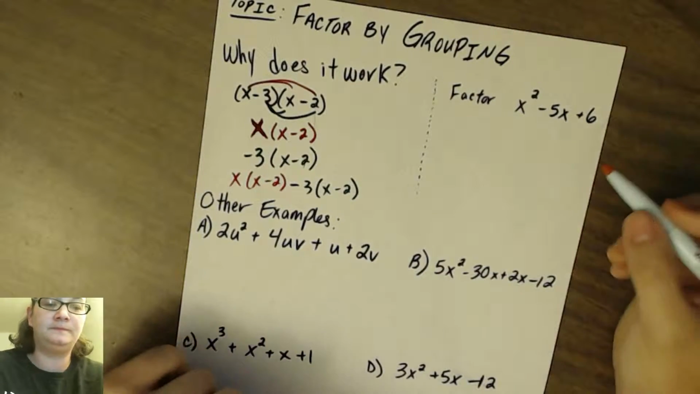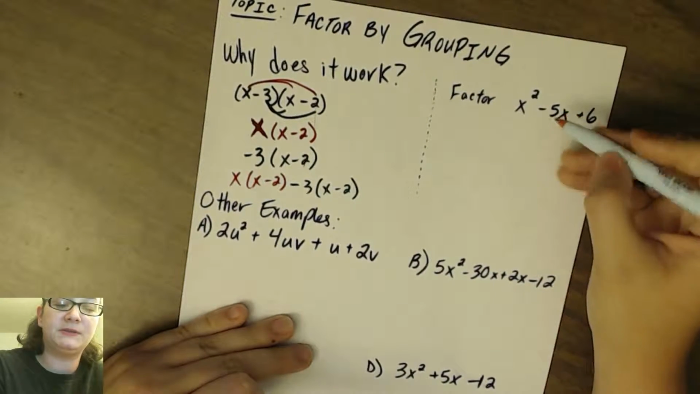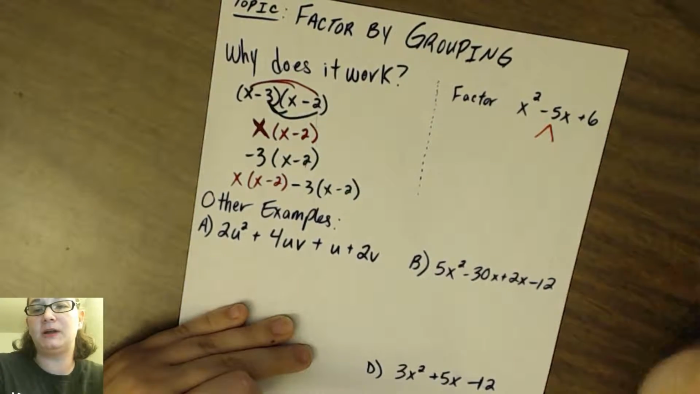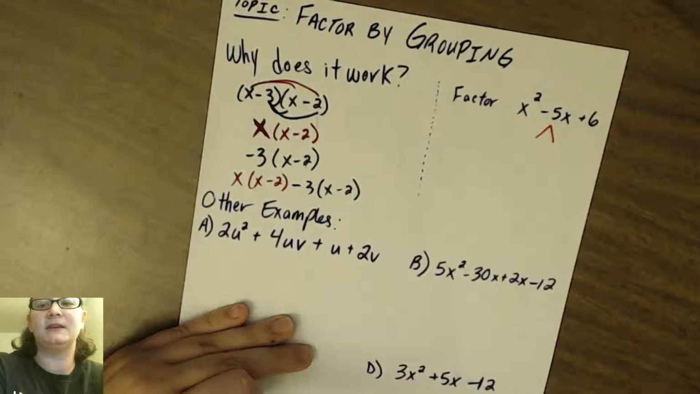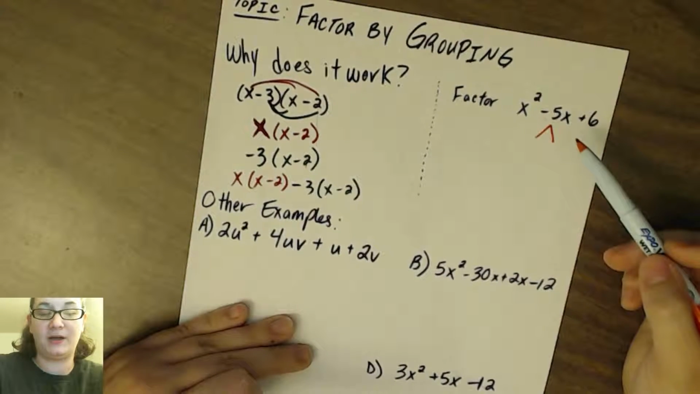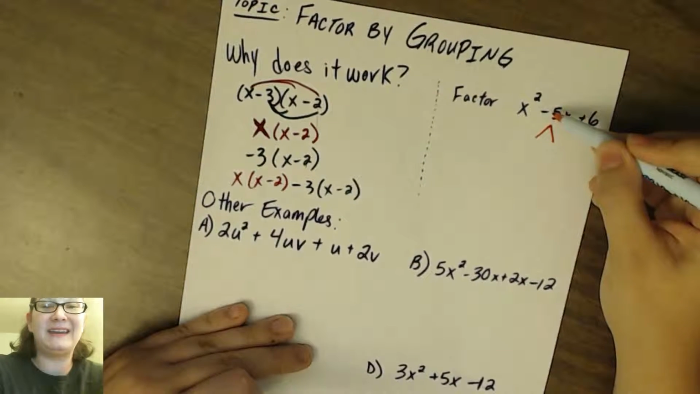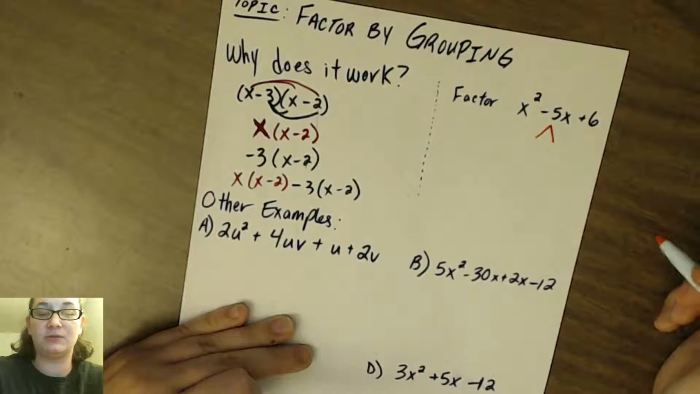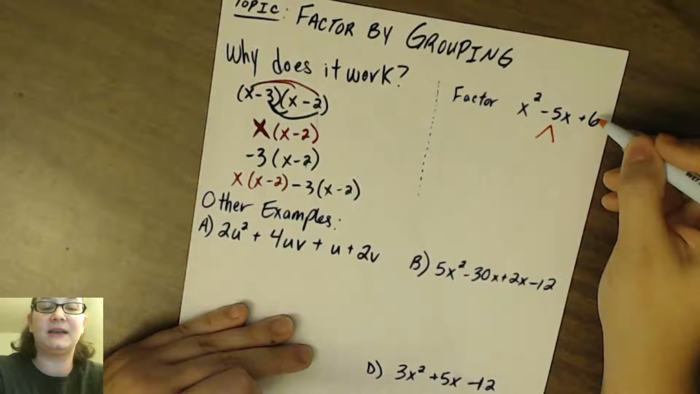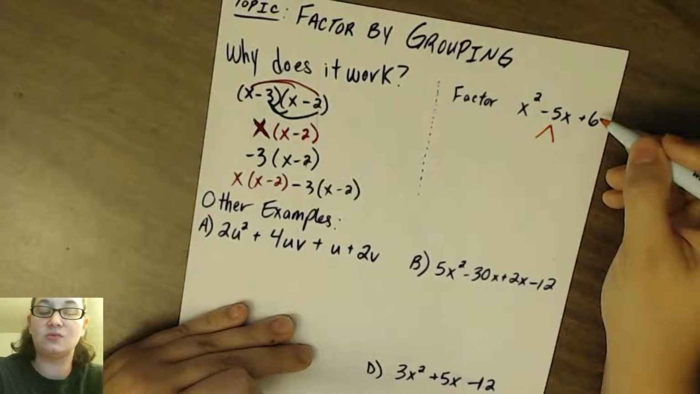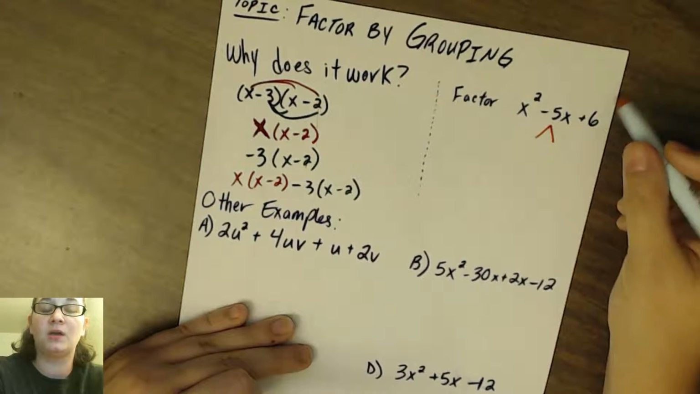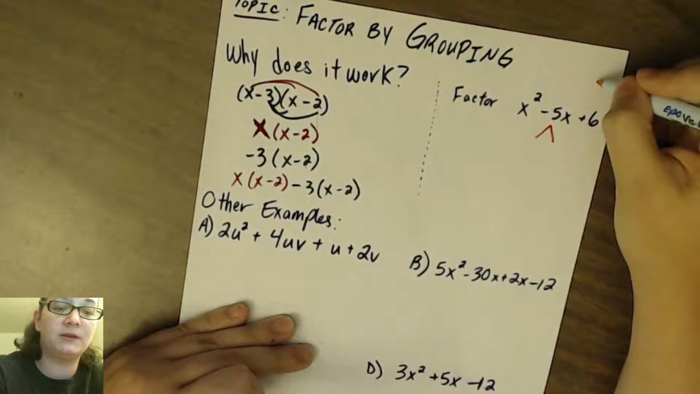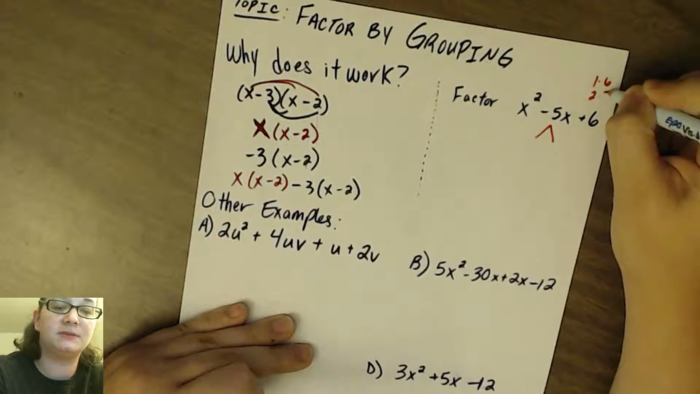So on this one, I have to split this middle, and really I'm looking for numbers that would multiply to 6 and would add up to a -5. And in order for me to get a negative, I have to have a negative in here somewhere. So that means I need 2 negative numbers. And with 6, I either have 1 and 6 or 2 and 3. So I have 1 times 6 and 2 times 3.